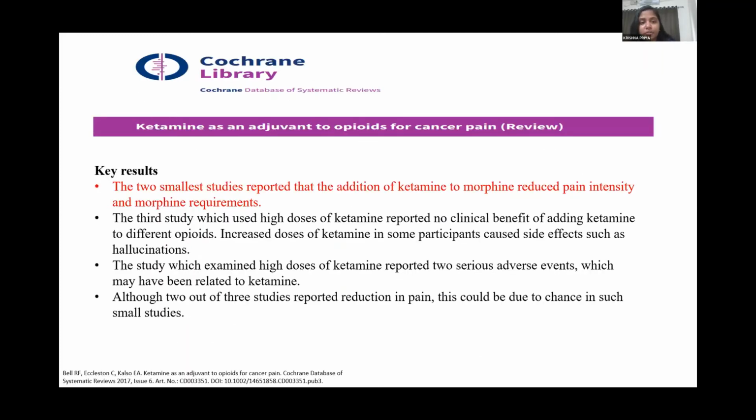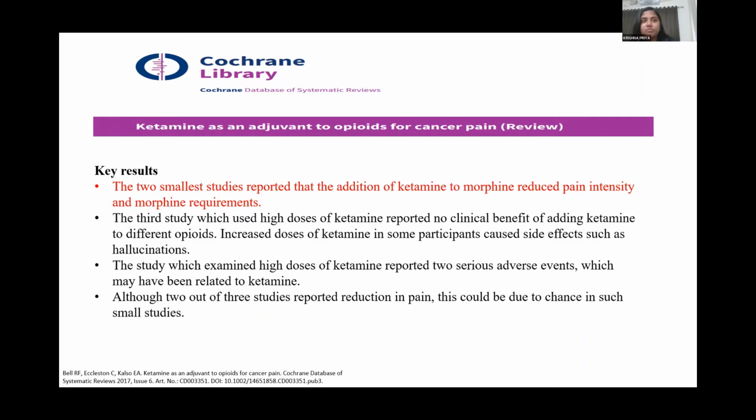A Cochrane review of ketamine as an adjuvant to opioids for cancer pain shows that two small studies reported that the addition of ketamine to morphine reduced pain intensity and morphine requirements. But the third study, which used high doses of ketamine, reported no clinical benefit of adding ketamine to different opioids. An increased dose of ketamine in some patients causes side effects such as hallucination. And the study which examined high doses of ketamine reported two serious adverse effects, and also two out of three studies reported a reduction in pain.